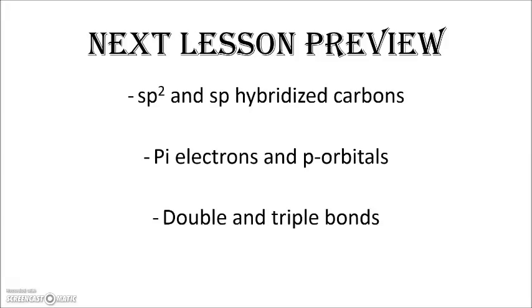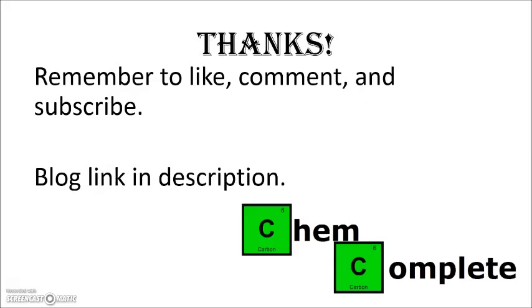Okay, so for the next lesson, a little preview. We're going to be talking about sp2 and sp hybridized carbons. A little bit more complex, but not a whole lot. We have to consider pi electrons and p orbitals. It turns out that pi electrons will only be hosted in p orbitals, not hybrid orbitals. And going along with pi electrons, we'll be talking about double and triple bonds. But that wraps up the lesson for right now.